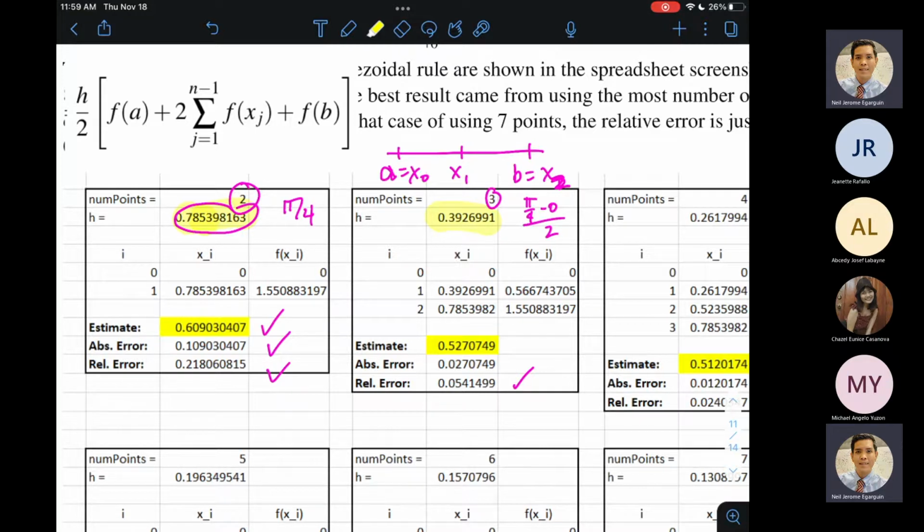Dahil nangalahati yung h, pero yung method ay order big O of h squared, alright? So kung h yon, tapos naging h over 2, pero order squared siya, so ibig sabihin yung error, dapat nabawasan by a factor of 4, or na-divide by a factor of 4. And true enough, the previous error is about 22%. Divide that by 4, we get a relative error of just about 5.41%.